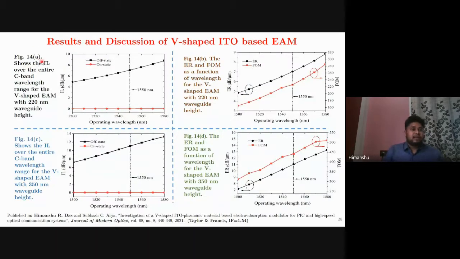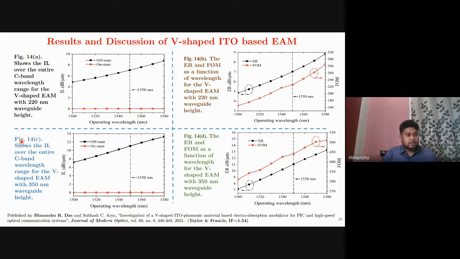Now coming to figure 14a, it shows the IL for both on-state and off-state over the entire wavelength range. At around 1550 nanometer, we observed a loss of around 7 dB per micrometer for the off-state, and for the on-state it was around 0.31 dB per micrometer. Figure 14b shows the ER and FOM for the V-shape EAM with 220 nanometer waveguide height. At 1550 nanometer, the extinction ratio was observed to be around 7.02 dB per micrometer, and the FOM was around 226.